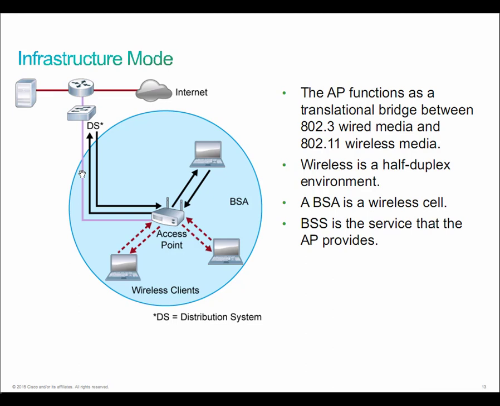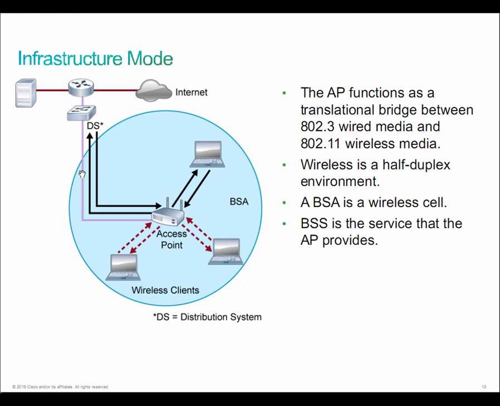Although it's a little bit more complex than peer-to-peer, it's typically a lot better because we have more security, we have better management of the congestion in the network, and then also we have the ability to communicate to our distribution system, which is our LAN. So obviously that's going to provide a benefit over some sort of ad hoc network.